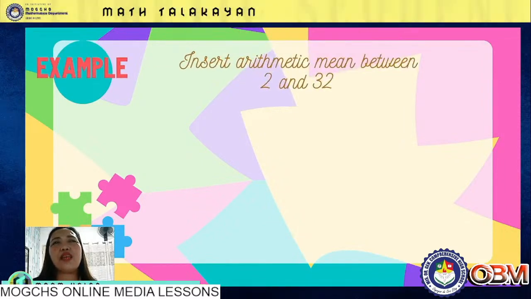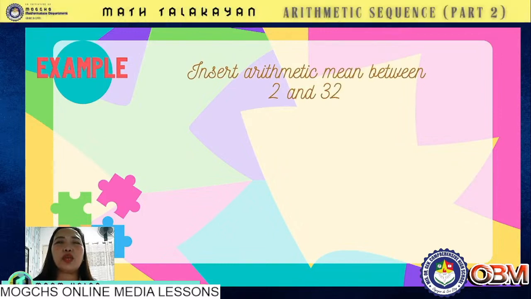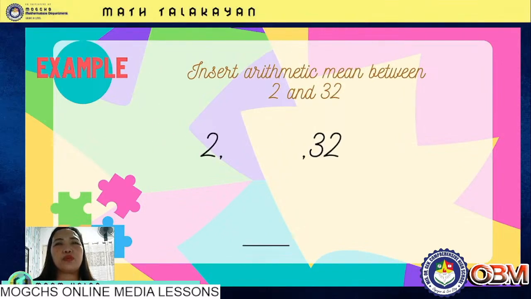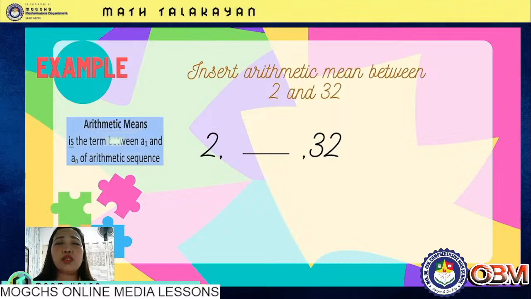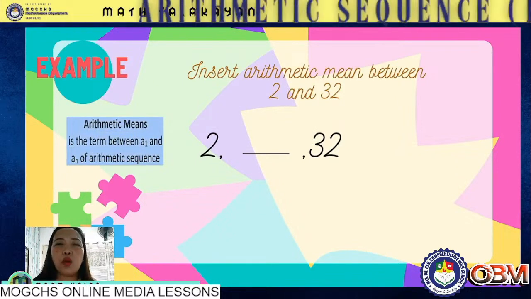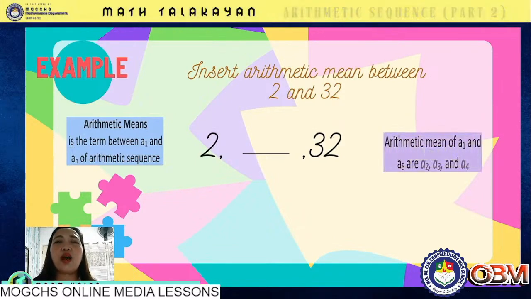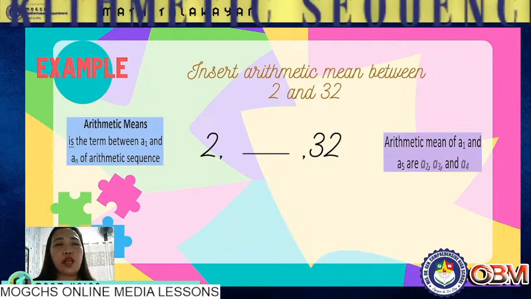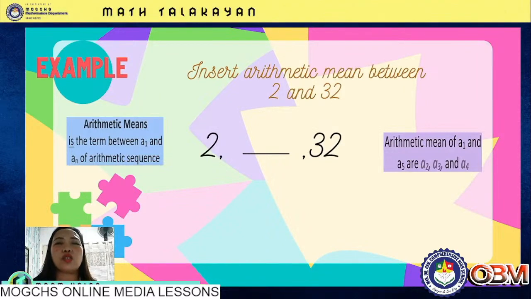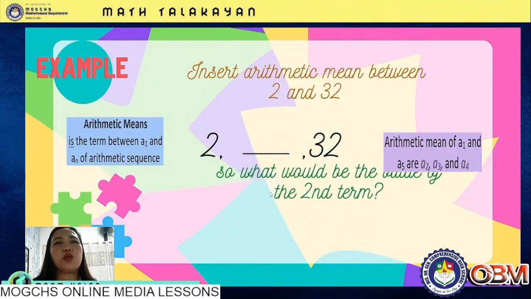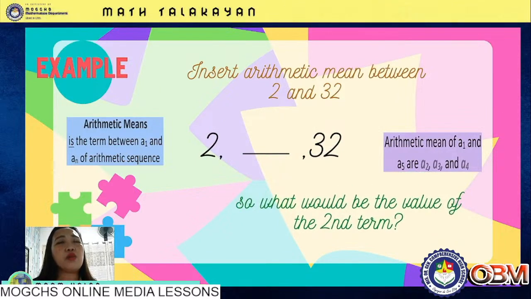Example: insert arithmetic mean between 2 and 32. Arithmetic means are the terms between a sub 1 and a sub n of an arithmetic sequence. For example, the arithmetic means of a sub 1 and a sub 5 are a sub 2, a sub 3, and a sub 4. So in the given problem, the arithmetic mean is a sub 2, or the second term. So what would be the value of the second term?